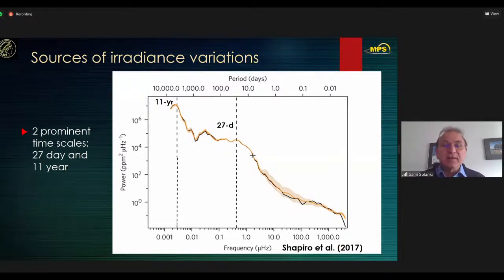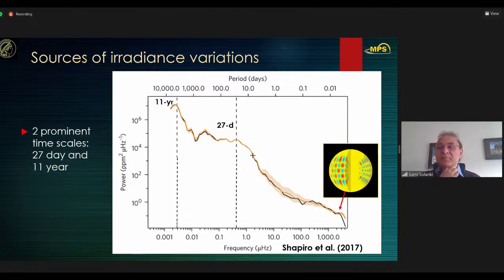There is another peak, which is actually not so clear if you plot things in this way, but is clear if you look at rotational variability of solar irradiance. And that's the dashed line in the middle. That's at 27 days, the solar rotation period. The whole thing covers something like 6 orders of magnitude in period or frequency, period at the top, frequency at the bottom, and something like 8 orders of magnitude in power.